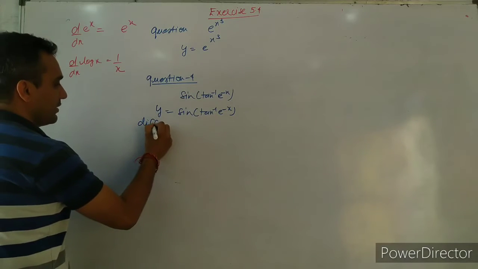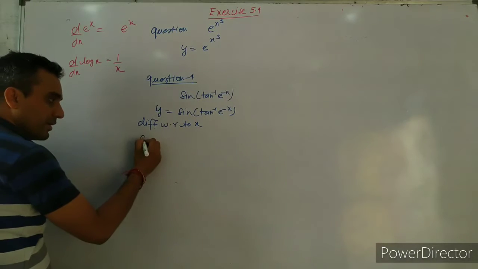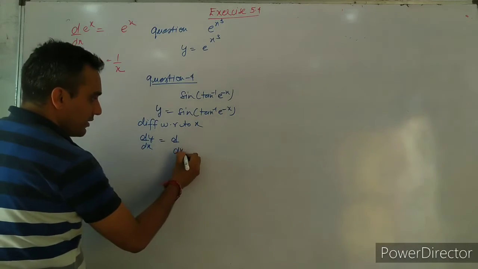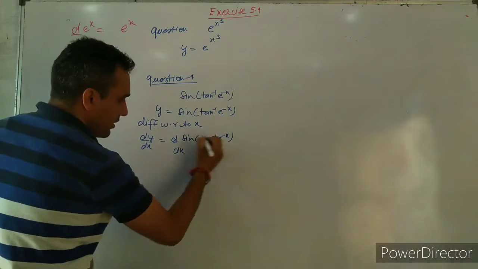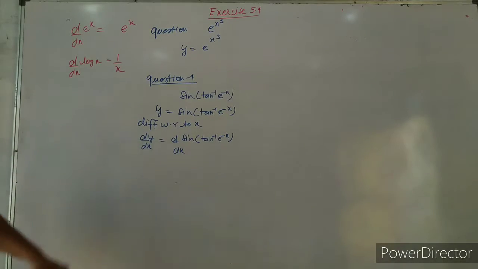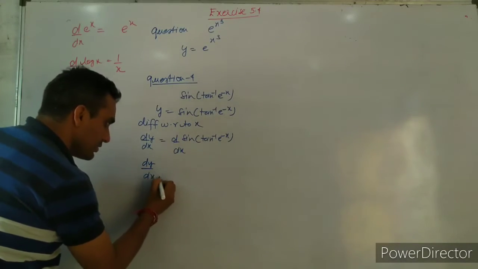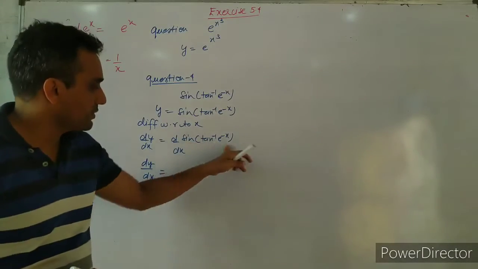Now differentiating with respect to x, we will get dy upon dx, the differential of y, and the differential of sin tan inverse e to the power minus x. There is no change in this. Now we will apply the chain rule to solve this function.